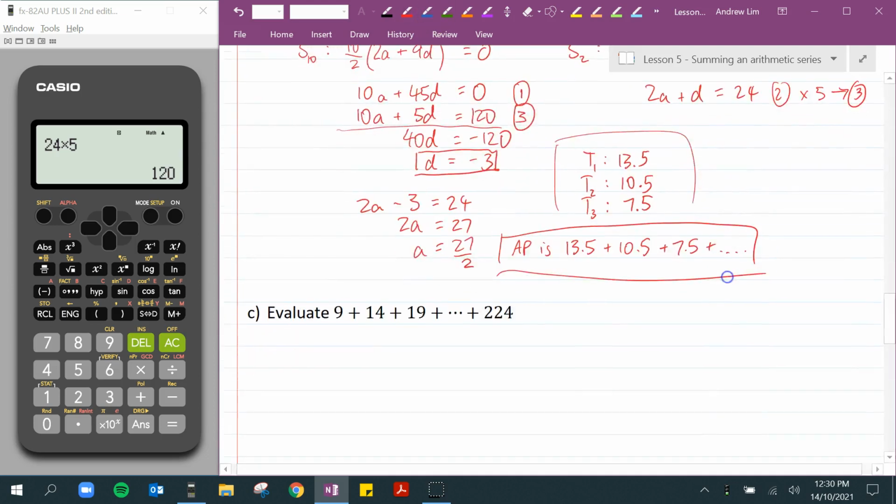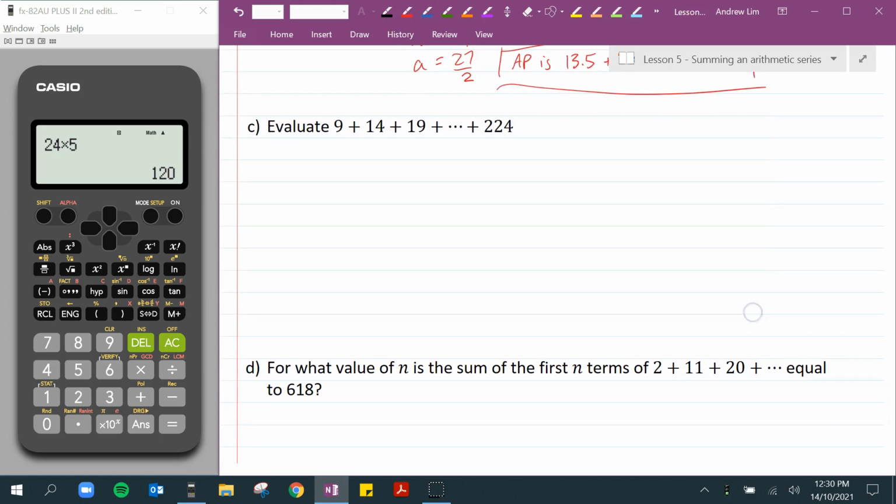Okay, question C. Evaluate 9 plus 14 plus 19 plus all the way to 224. Now, this tells us that this is the last term and this is the first term. So I would use the formula that the sum of the first n terms is equal to n over 2 times (a plus l). The thing is, we need to know how many terms there are from 9 to 224.